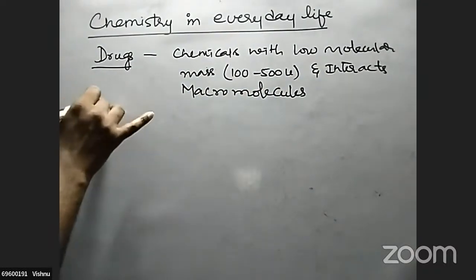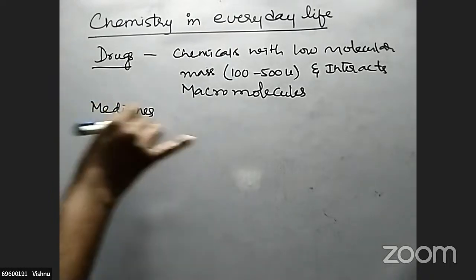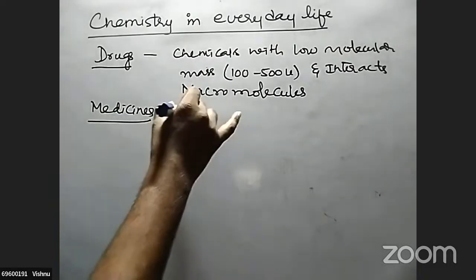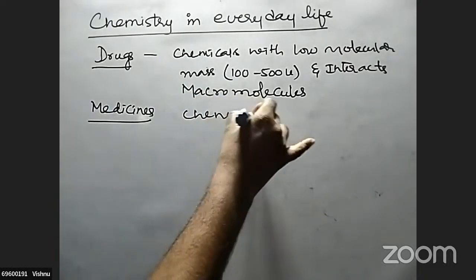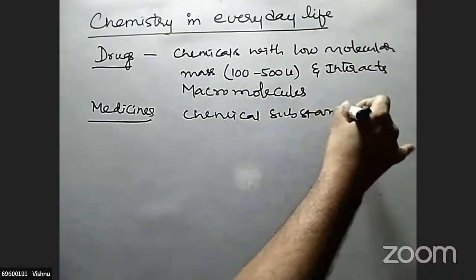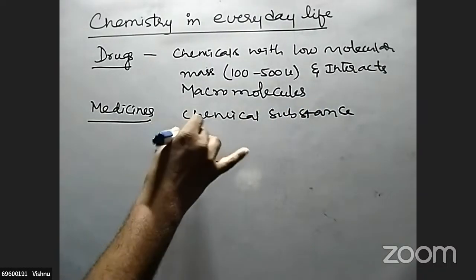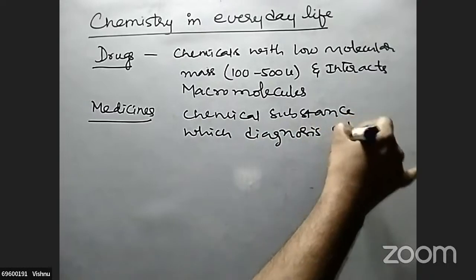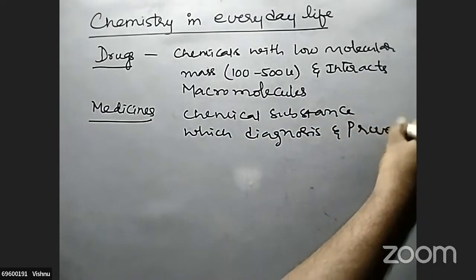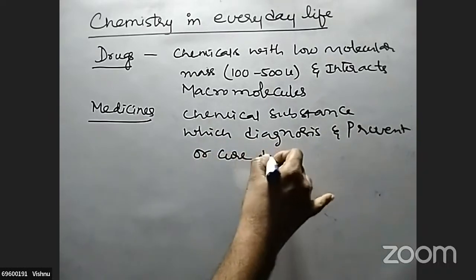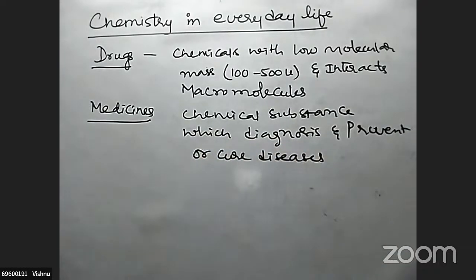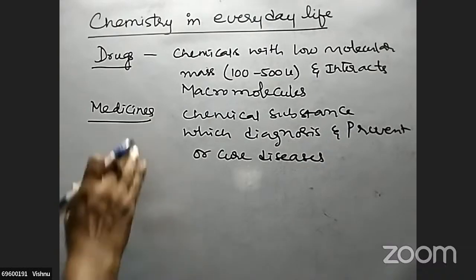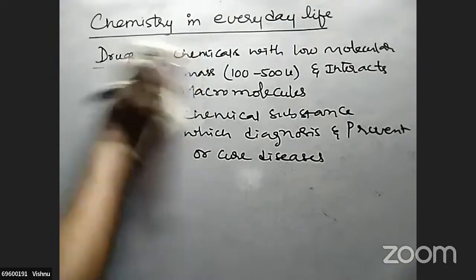And what is a medicine? Medicine is a chemical substance which diagnoses and prevents or cures diseases. This is called a medicine, and a very small amount of this chemical substance is used for therapeutic effect. And if this amount increases, it causes some side effects.